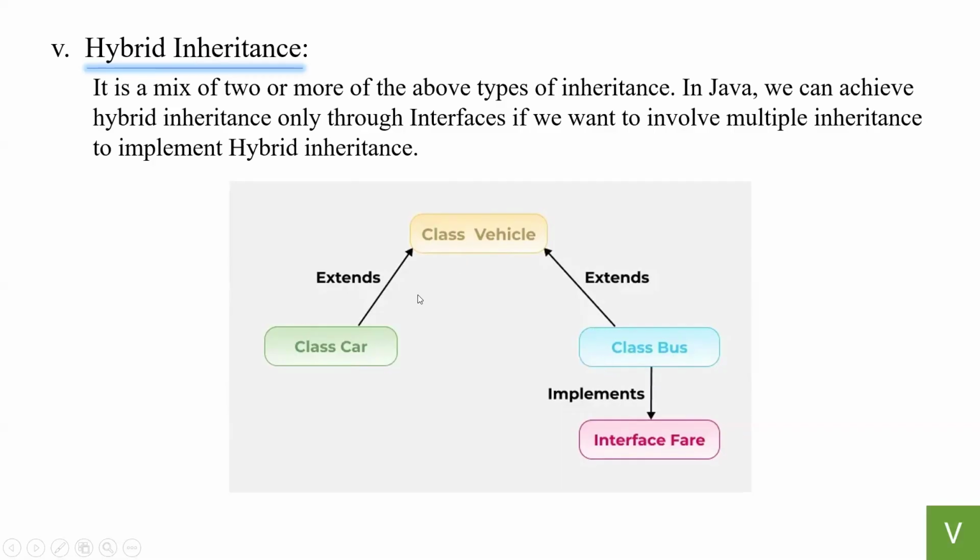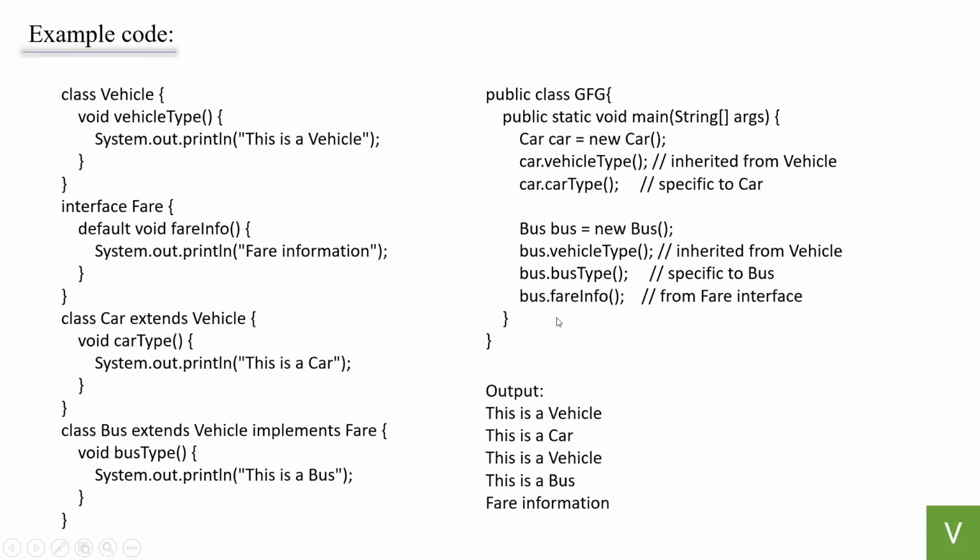By observing the image, it has the concept of hierarchical inheritance, that is a single parent class and two child classes. It also uses multiple inheritance, that is, it uses the concept of interfaces. Now let us see the code working.